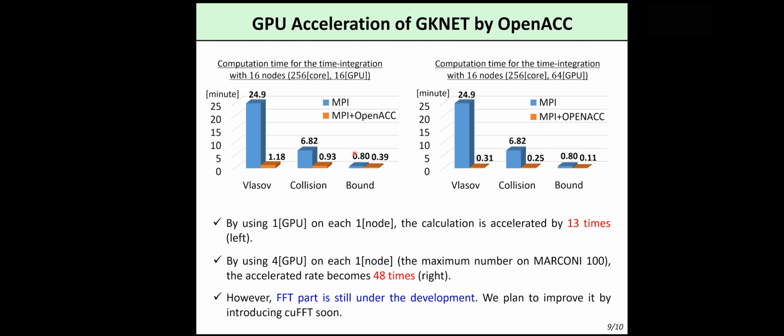So we can also conclude that the multiple GPU acceleration efficiently works for the speedup of our 5D plasma turbulence simulation. But the FFT part is not GPU accelerated yet, which is the main reason why the scaling of the bound part is not good. We plan to improve this part by introducing cuFFT soon, which is a still remaining problem for our development.